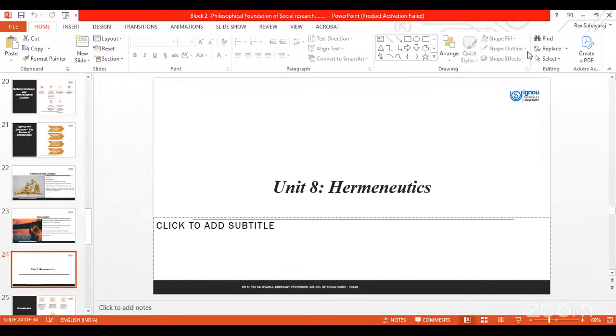Any idea about this word? It is slightly, or not slightly, entirely different from positivism. So today our class is going to start from here. We have just seen the recap of what we learned last class. What is this?